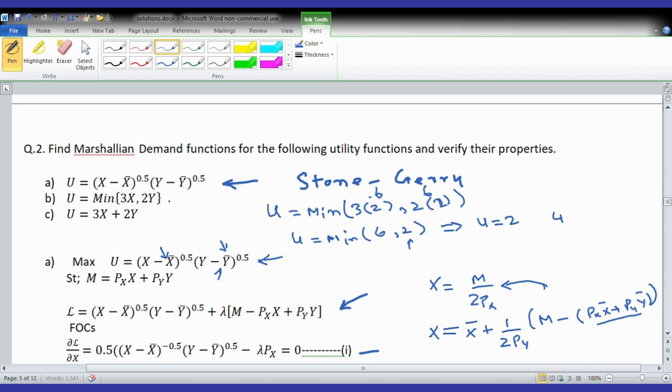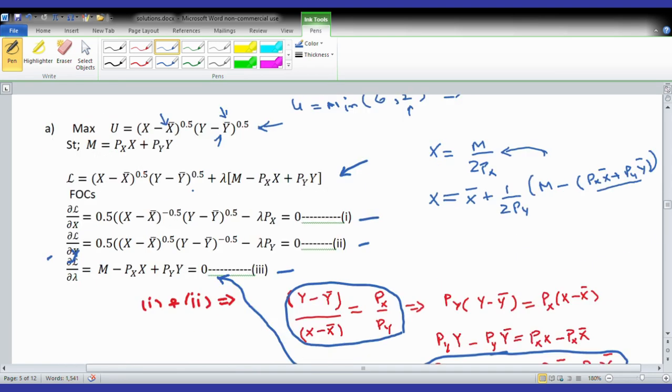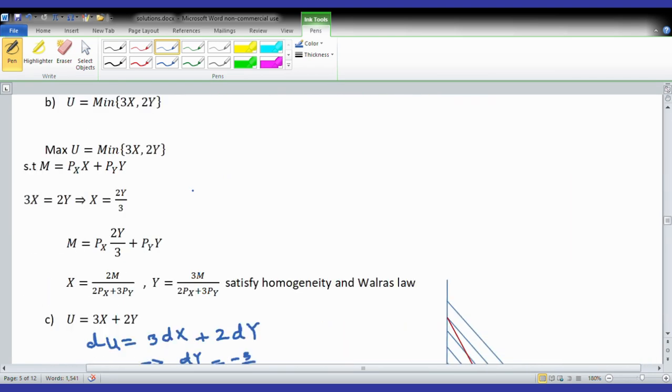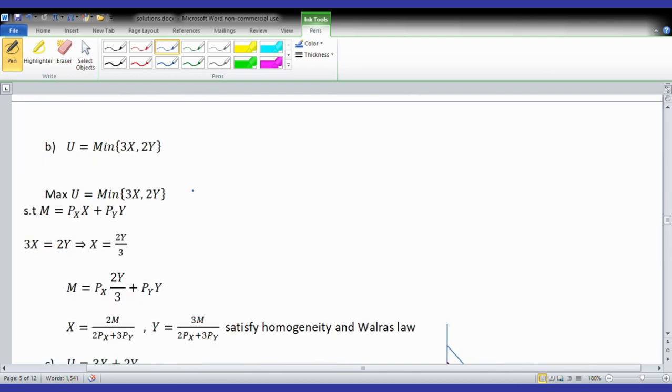Now the other thing that you need to remember is that the Lagrangian method can only be applied if the function is at least twice differentiable, and this is not the case with this utility function. So we have to solve for the Marshallian demand curve in a slightly different manner, and this is what I have done.